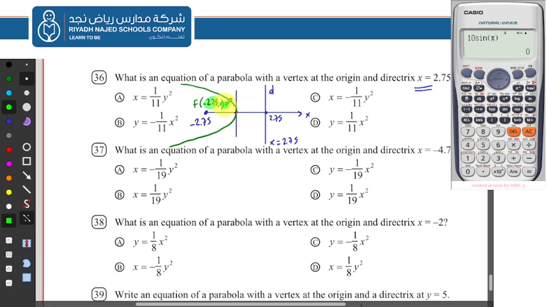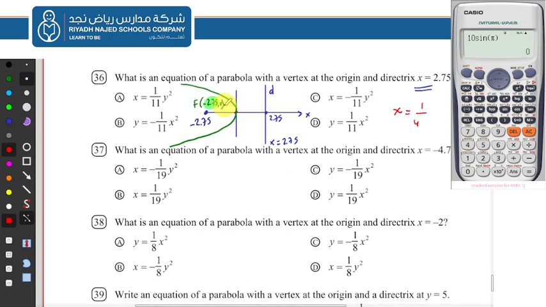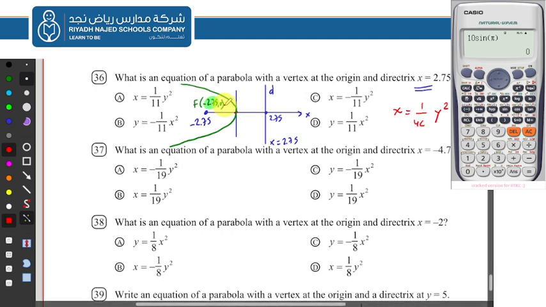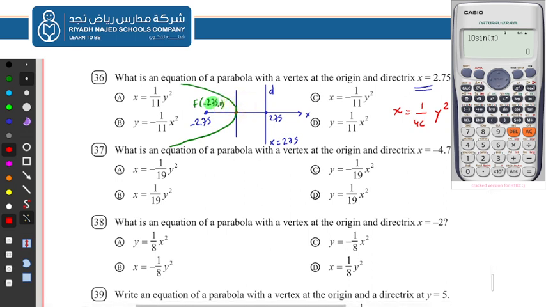Okay, so you know c, you know that the parabola is horizontal. Use the correct formula, x equals 1 over 4c y squared for horizontal parabolas. Use the value of c and select the correct answer. So 1 over 4c, 4 times c. c is equal to negative 2.75, and 4 times negative 2.75 is equal to negative 11.